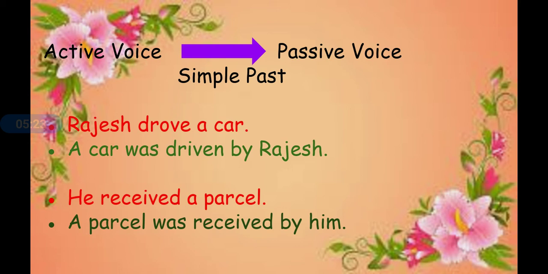He received a parcel. Here, subject is he and object is a parcel. We have to make a parcel as subject in the passive voice. A parcel was received by him. Because a parcel is singular, we have to use was. If it is plural, we have to use were. After that, past participle form of the verb must be used while converting a sentence in simple past tense from active voice to passive voice.